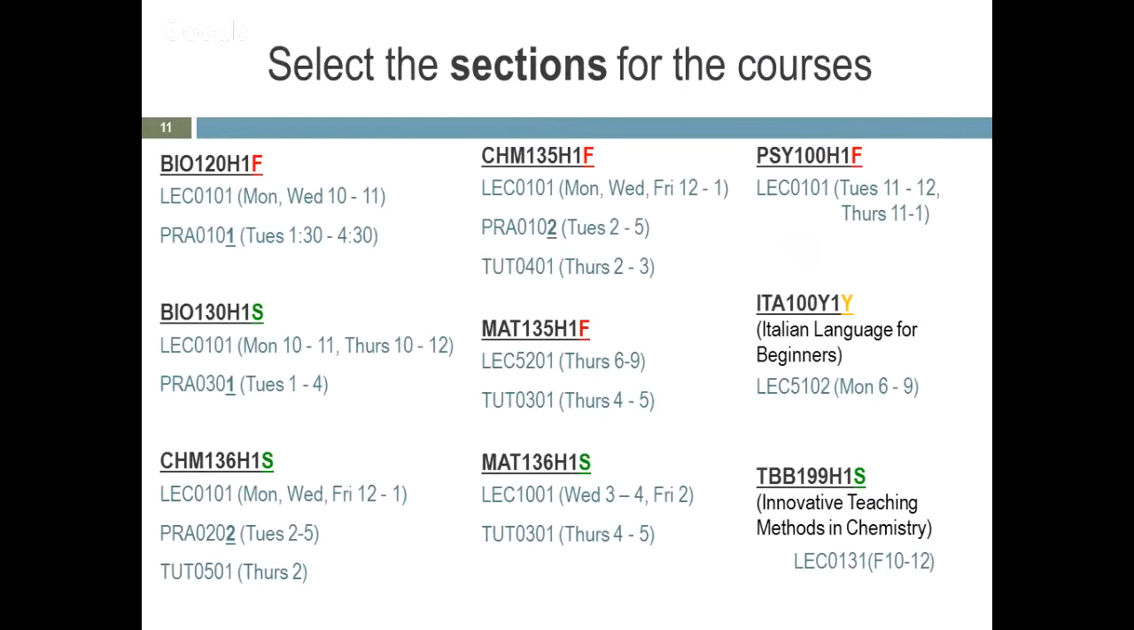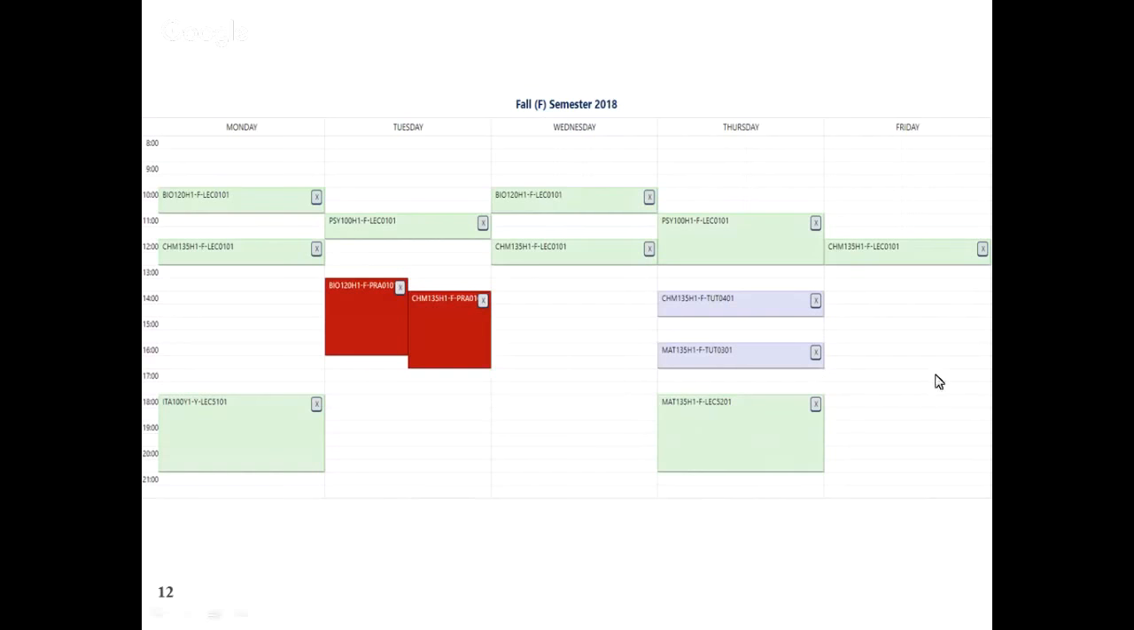I've made a list. I've written down which practical sections, which lecture, which labs I want to take, my elective courses, Italian and a first year seminar course, it's a $199. And this is what my schedule looks like. Not so bad. It's not a ton of class time hours.